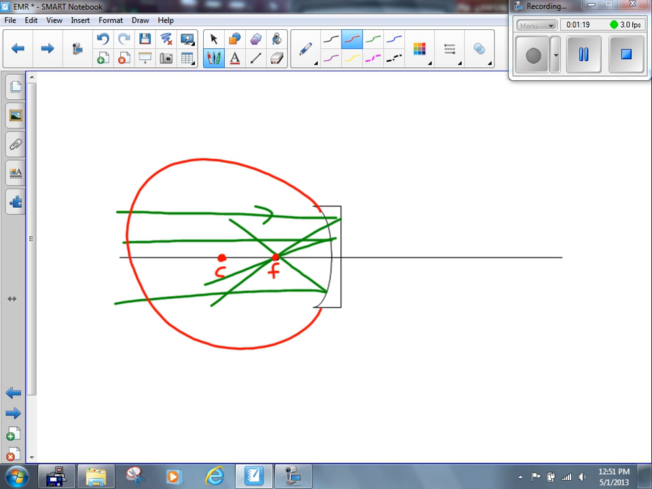What's the relationship between the distance from the mirror to F and the distance from the mirror to C, the center of curvature? F is 1/2 of C. So if the radius of the mirror is 10 centimeters, then the focal length of the mirror is going to be 5 centimeters. If we show you the video like I showed you yesterday of the Simpsons movie, the middle of the mirror, the center of curvature of the mirror, would literally be halfway across the town of Springfield. Therefore, the focal point would be 1/4 of the way across the town of Springfield.